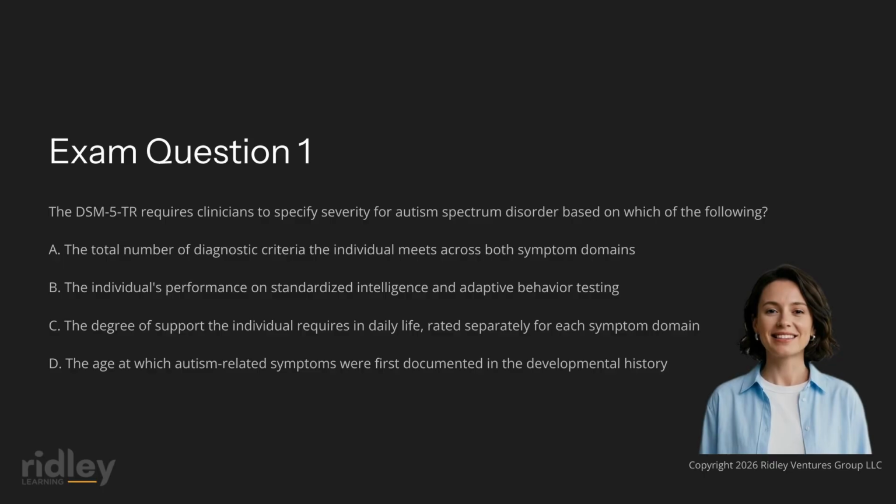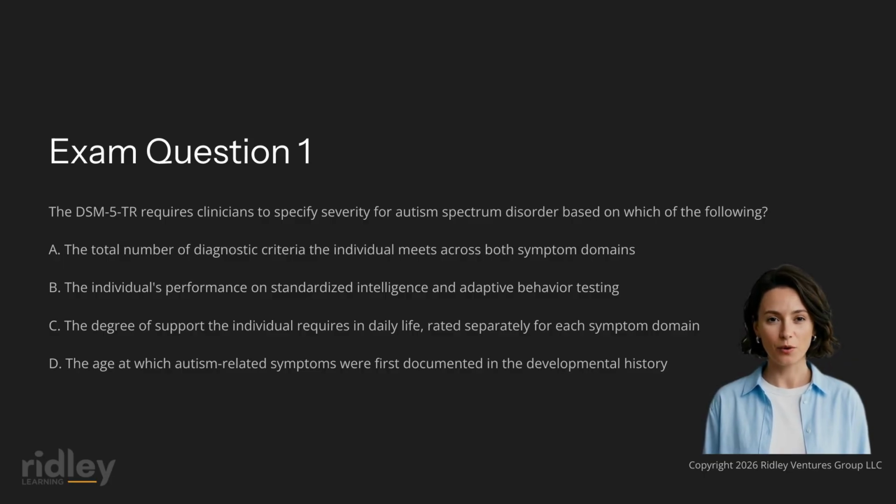Question 1. The DSM-5-TR requires clinicians to specify severity for autism spectrum disorder based on which of the following? The correct answer is C. The degree of support the individual requires in daily life, rated separately for each symptom domain. Rationale. The DSM-5-TR requires clinicians to specify severity separately for each symptom domain, social communication and restricted or repetitive behaviours, on the basis of the degree of support the individual requires in daily life.